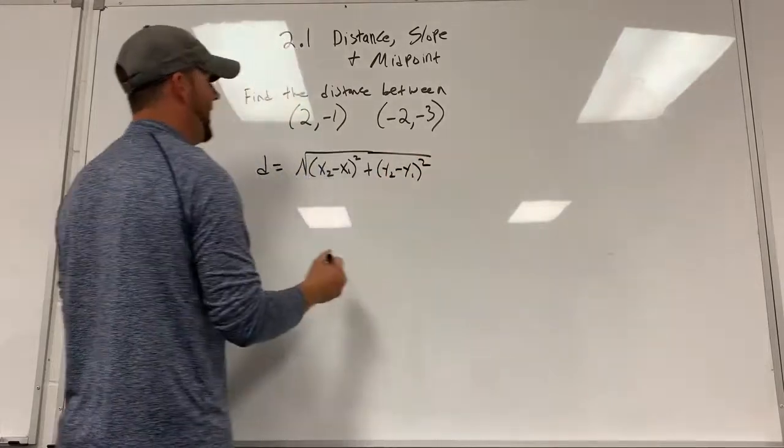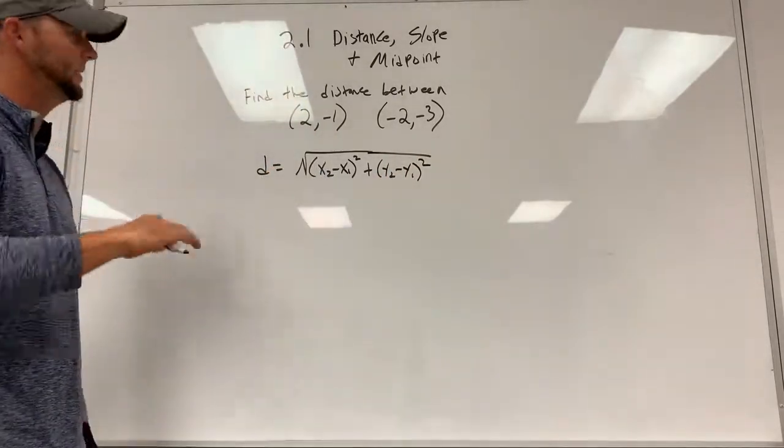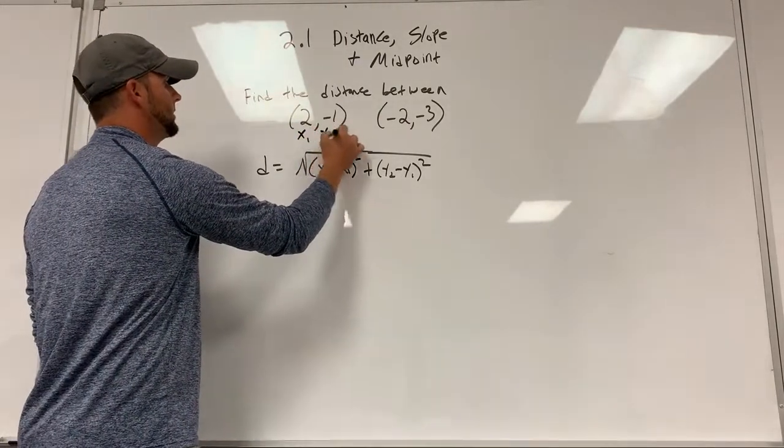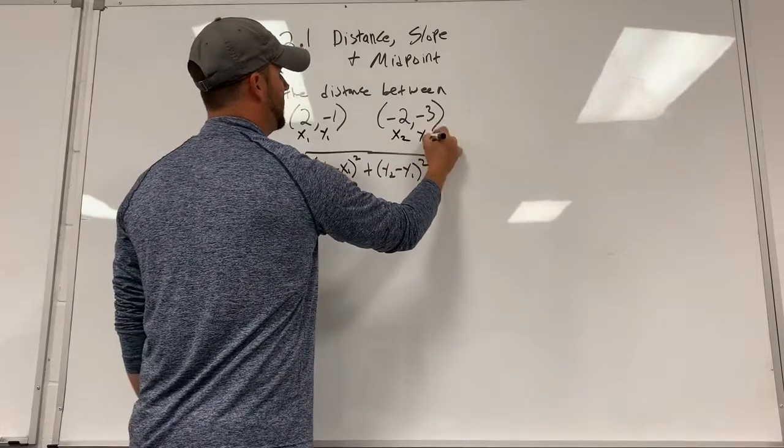So what's going to help me out is if I go ahead and label my 2 points. It doesn't matter where you start as long as you label them. So I'm going to make these the 1s. I'm going to make these the 2s. So let's go ahead and plug everything in.